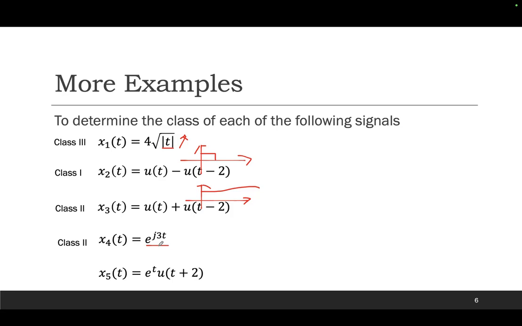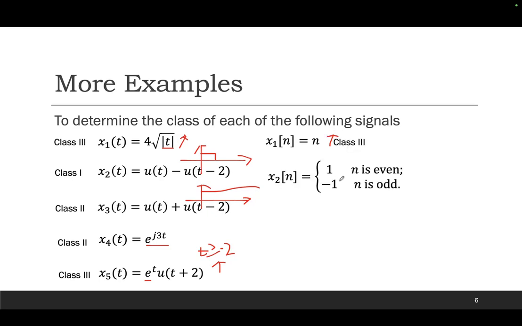And how about this one? This t should be greater than or equal to -2, am I right? And then it will go to the infinite. Doesn't that make sense to you? So it will be class three. Okay, how about this one? This n will go to the infinite, am I right? So it will be class three.